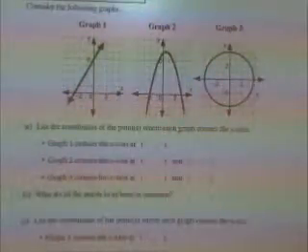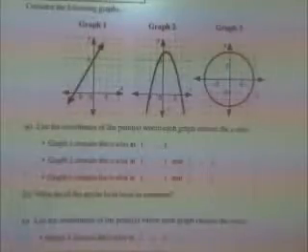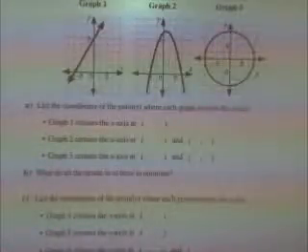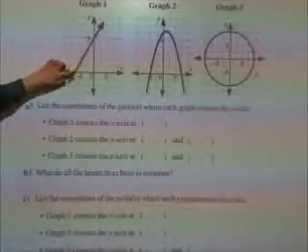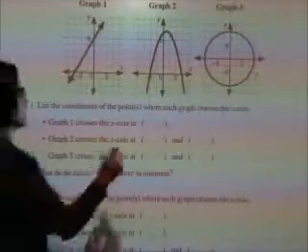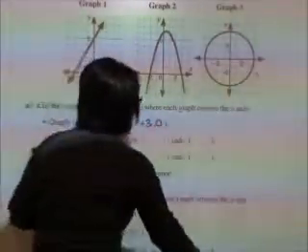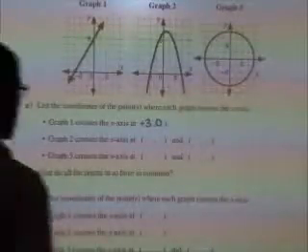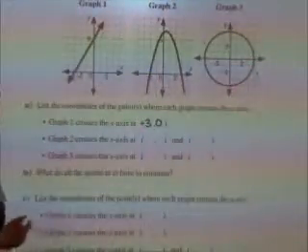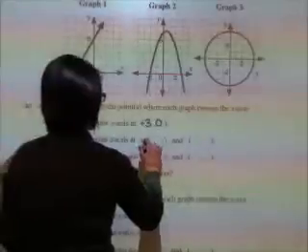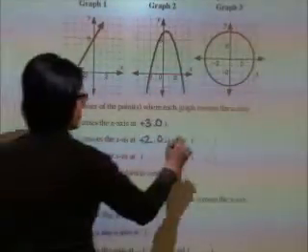Okay? So list the coordinates of the points where each graph crosses the x-axis. So where does graph 1 cross the x-axis? So what would be the coordinate right here? -3 and 0. So I want you to identify what those coordinates are for graph 2 and graph 3. Where does it cross the x-axis? So where does graph 2 cross the x-axis? -2 and 0 and 3 and 0.